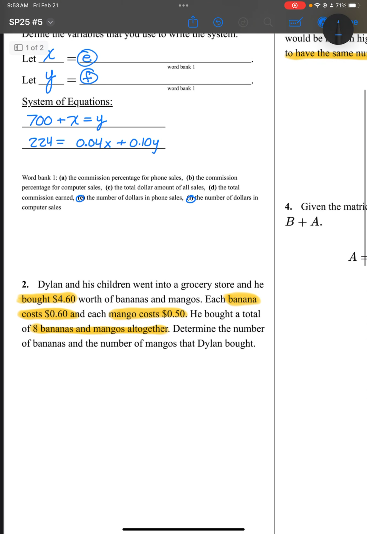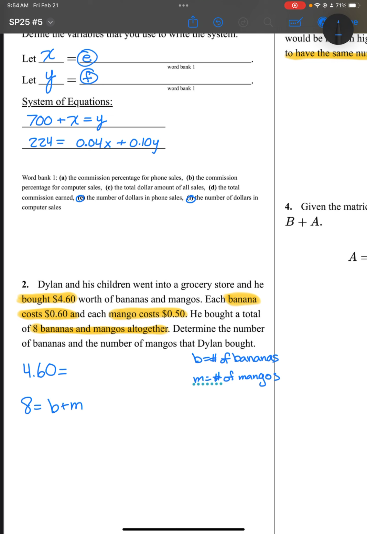Now on to number 2. Number 2, they're given that Dylan and his children went and they spent $4.60 on bananas and mangoes. And there is a total of 8 bananas and mangoes. So let's do our variables. B is going to equal the number of bananas, and M is going to be the number of mangoes. So that 8 is going to be our B plus M.